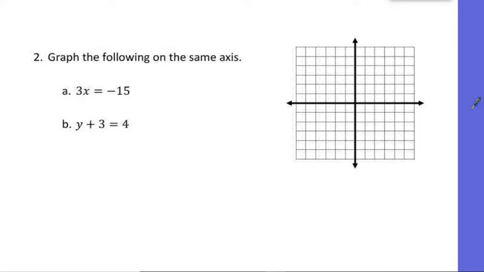In example 2, we have a little bit of work to do beforehand. 3x equals -15. I need to isolate x, so we'll divide by the coefficient 3. X equals -5. That's the line that we will graph. It does not matter what y is, x is always -5 for this vertical line, x equals -5.